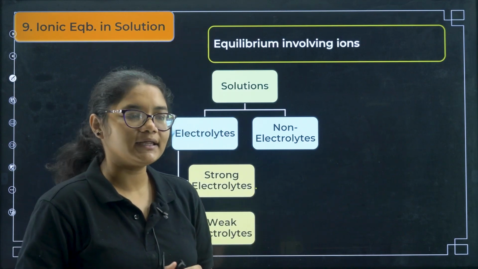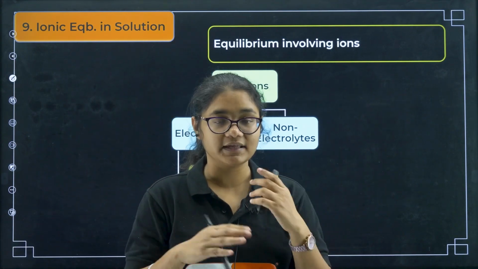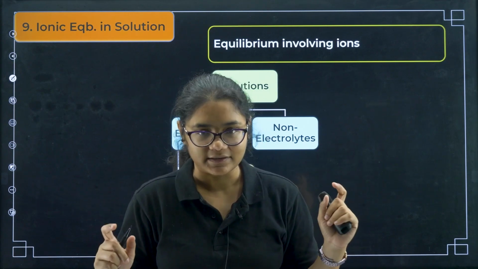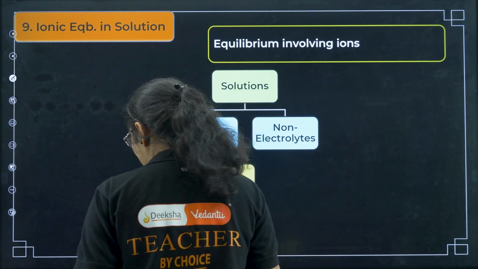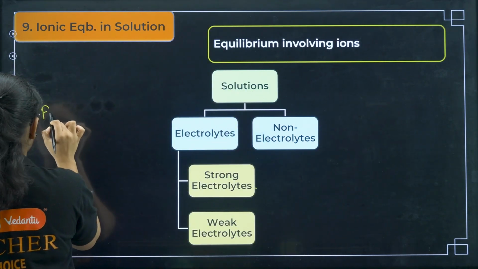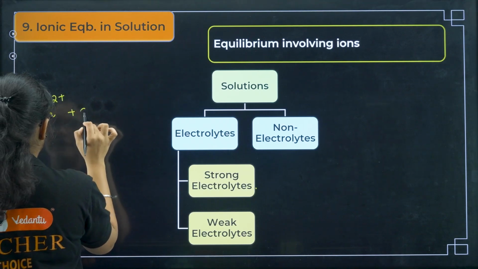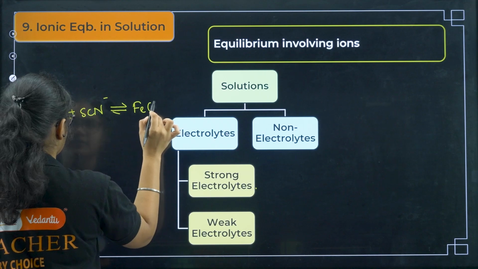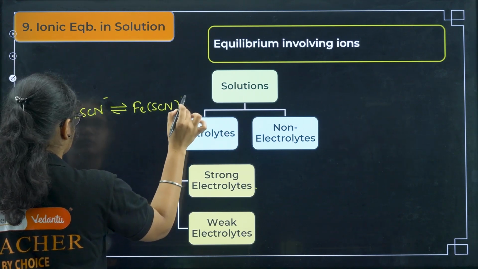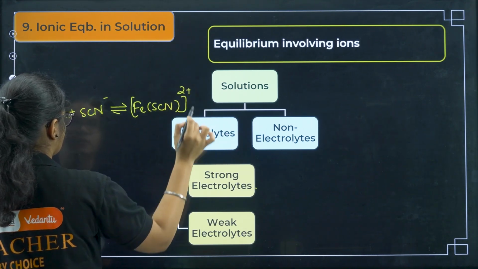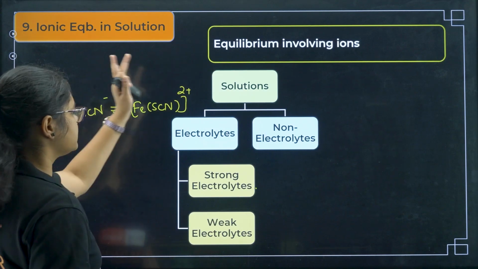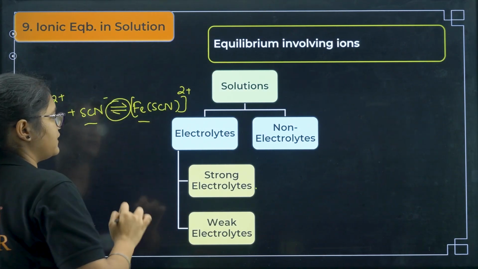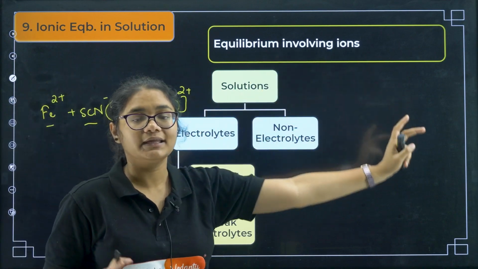Ionic equilibrium is the equilibrium between the reactions where ions are considered. For example, if I have a reaction like this, Fe2+ plus SCN- gives FeSCN2+. Suppose such reactions are there where you have only ions involved and there is an equilibrium between them, that is called ionic equilibrium.